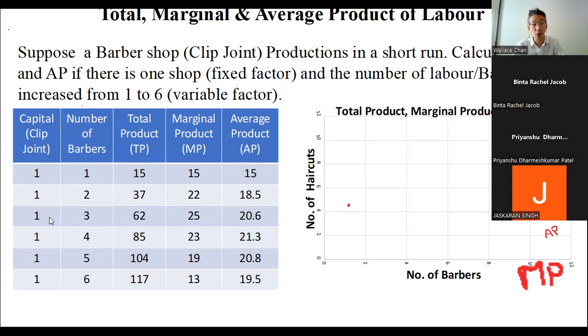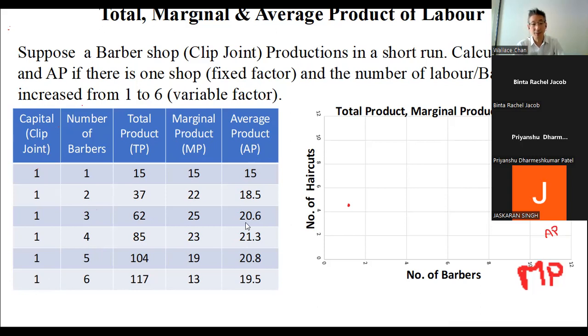Now then you get a third barber. The third barber is actually very effective. The third barber's marginal product is 25. So your total product is 37 plus 25, which is 62. And then the average is 62 divided by 3, which is 20.6. So you just keep adding the barbers up to 6, the maximum.